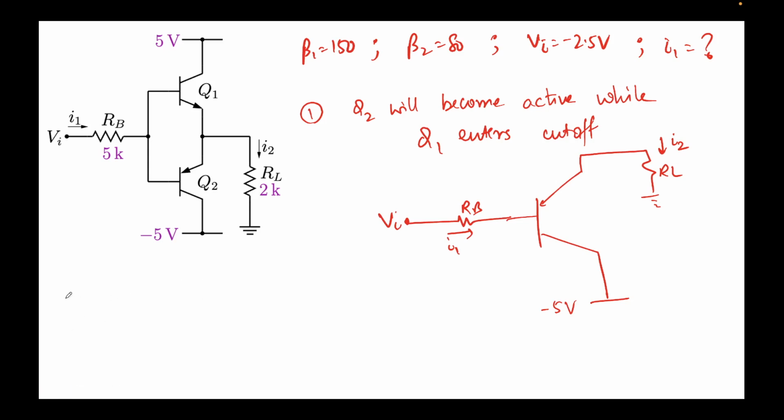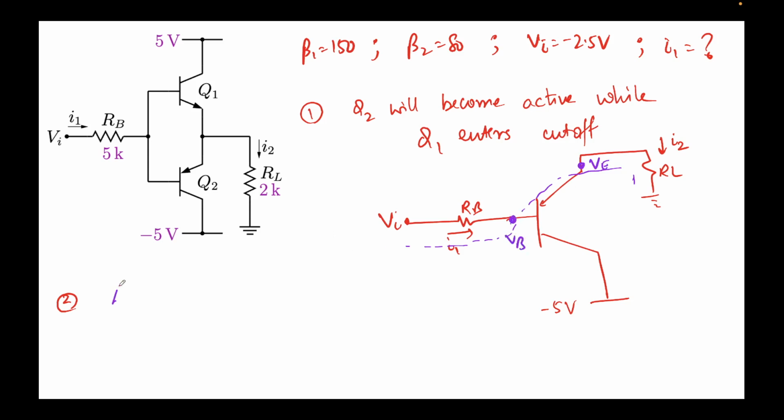So let's do that now. For step 2, let me choose a different color again. So let's apply KVL along this line. Mind you, this is emitter, this is VE, this is your base VB.